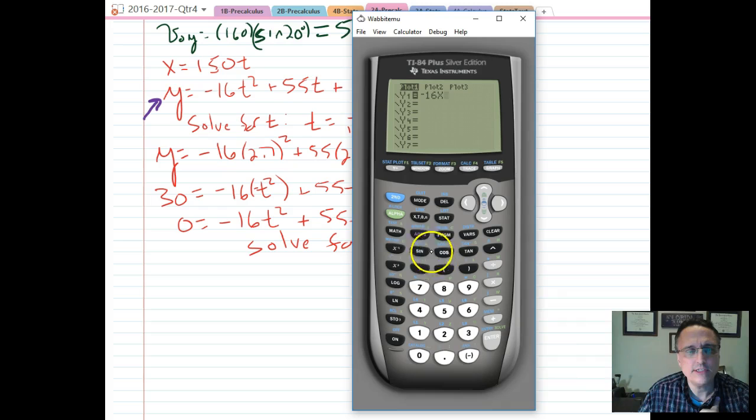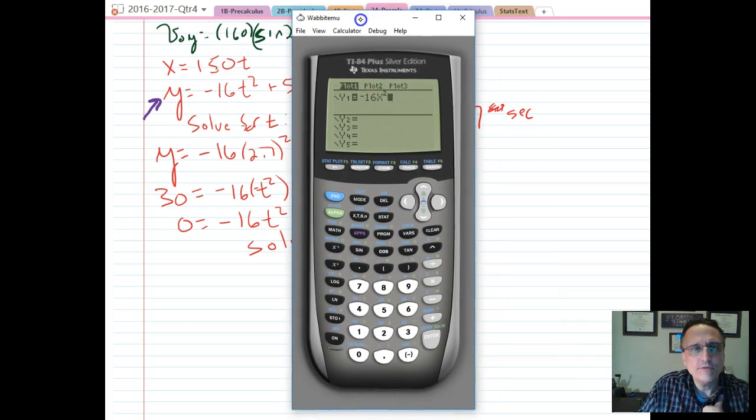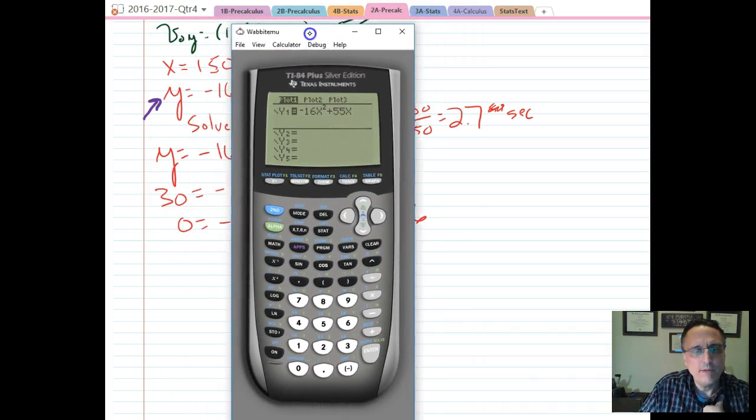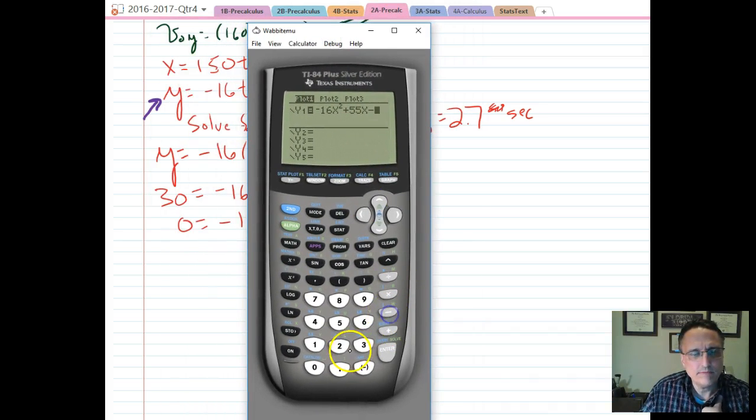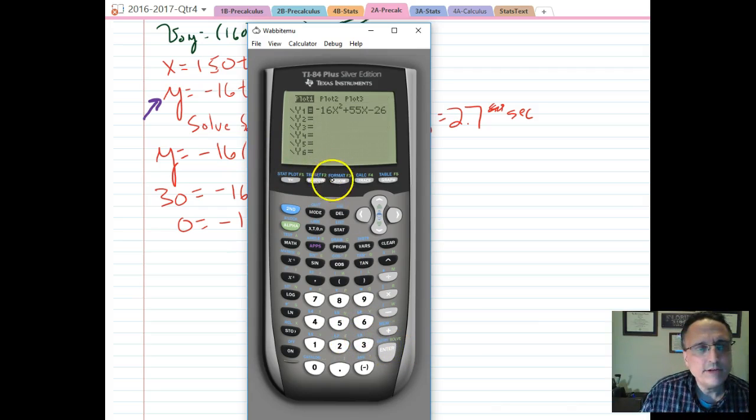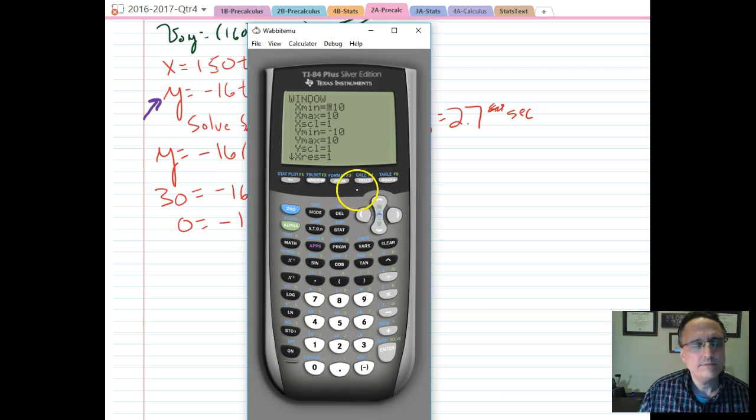Now our variable here is going to be x because we're not in parametric mode, but that's okay. So it's minus 16x squared plus 55x. And then we had minus 26. And I'm going to graph that. I'm going to take a look at my window. I'll graph it and see what happens. Oh, that's not good. I might have a stat plot I have to turn off.